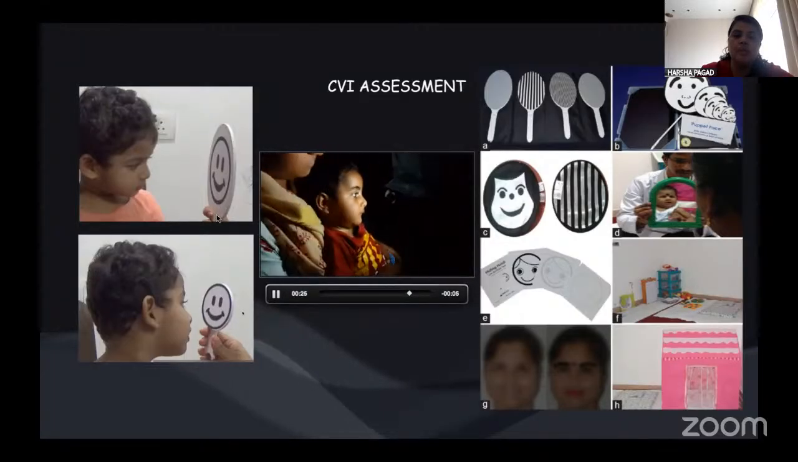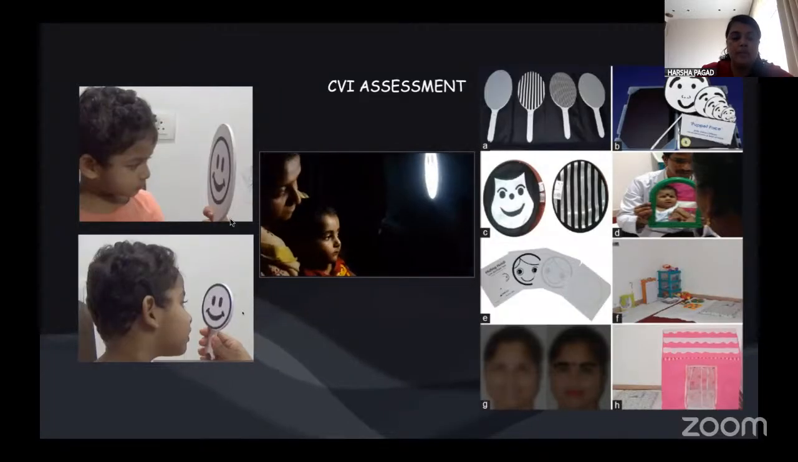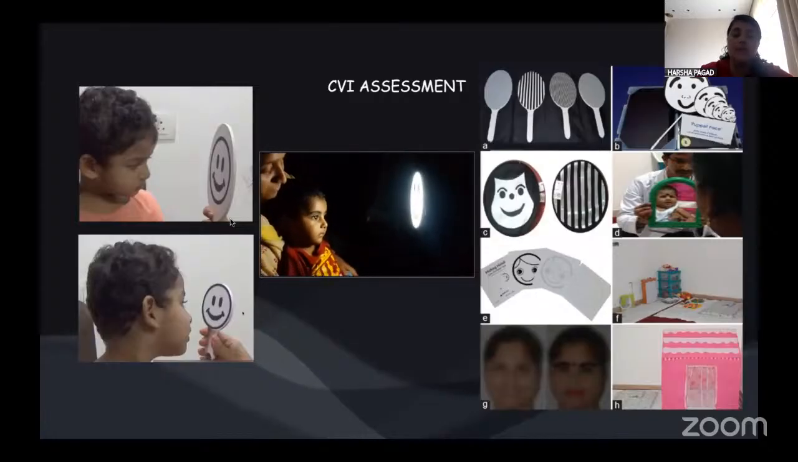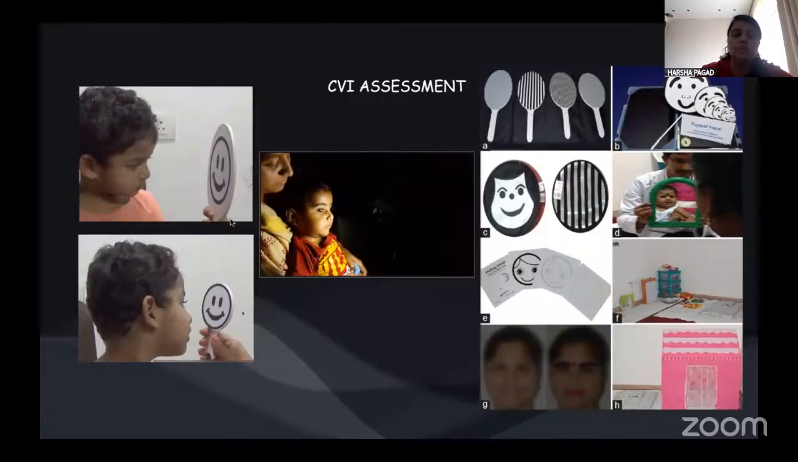So these are the puppet faces and the Lea paddles. Depending on that, we determine the visual stimulus we are going to later use for visual intervention. These are called puppet faces, and this is called Heidi's faces, where we see the contrast with which the child is able to elicit a visual response.